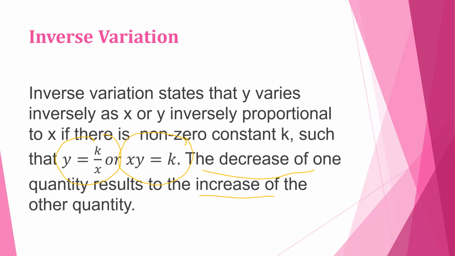So if you still remember direct variation, our formula for direct variation is k equals y over x, whereas our equation is y equals kx. So take an observation between the two given formulas, or the new formula that we have, which is y equals k over x, or xy equals k. So that is inverse variation.